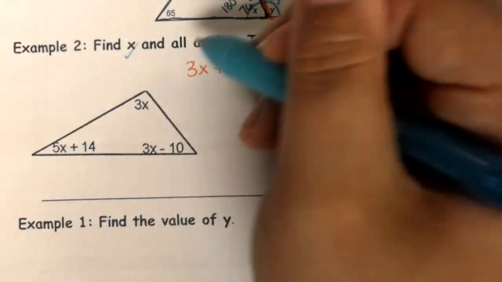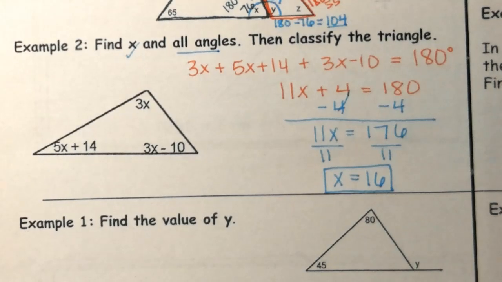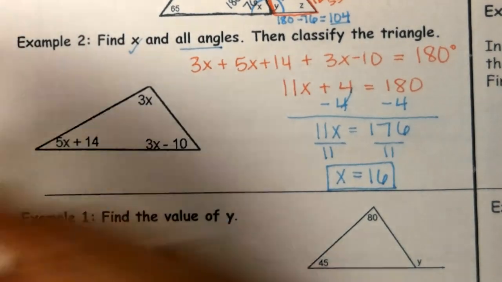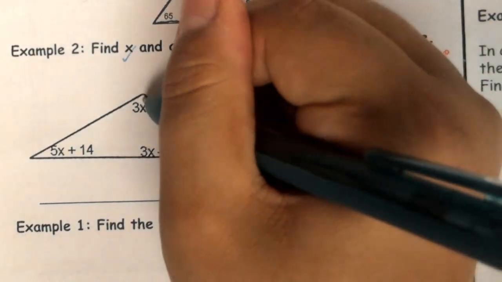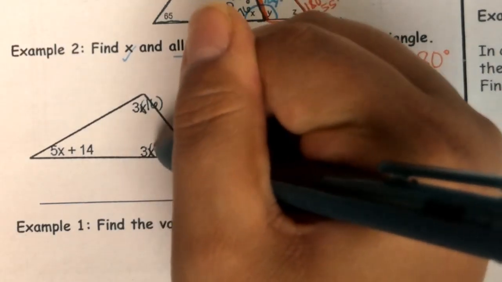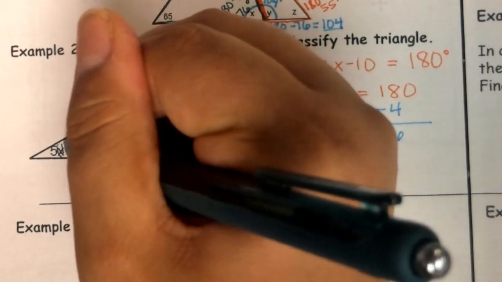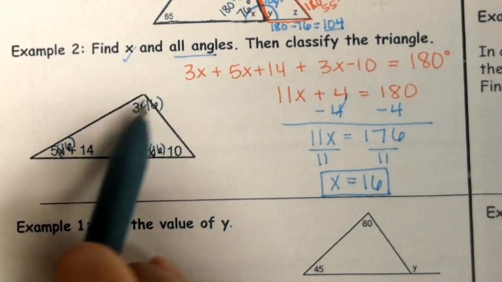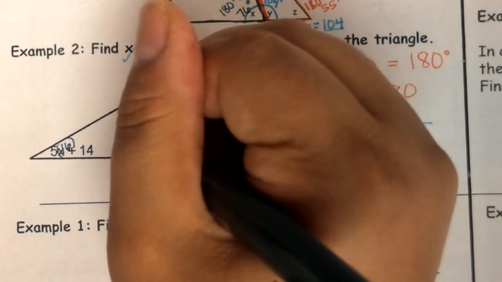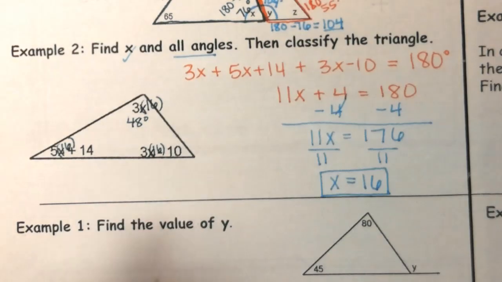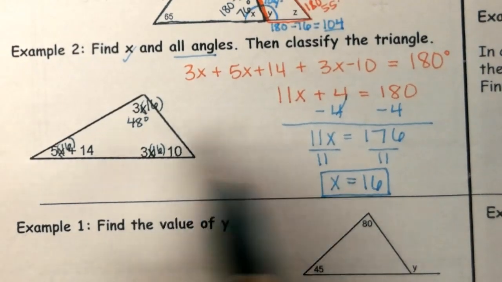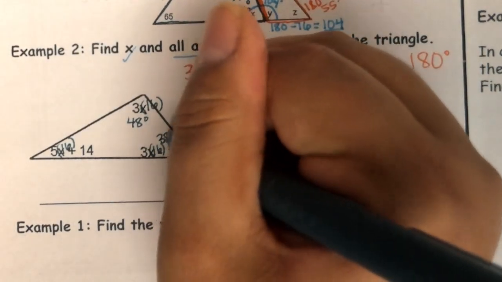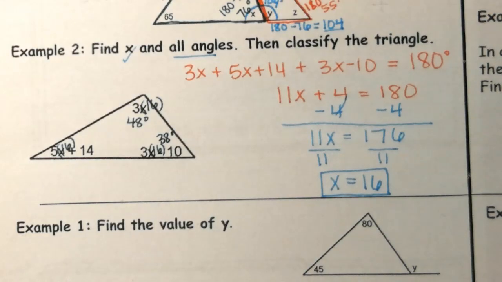But we also need to find all the angles. How do I do that? Substitute in. I'm going to substitute in 16 for all of these X's. I'm plugging in 16. What is 3 times 16? What about 3 times 16 minus 10? Y'all okay with that so far? And then what's 5 times 16 plus 14?